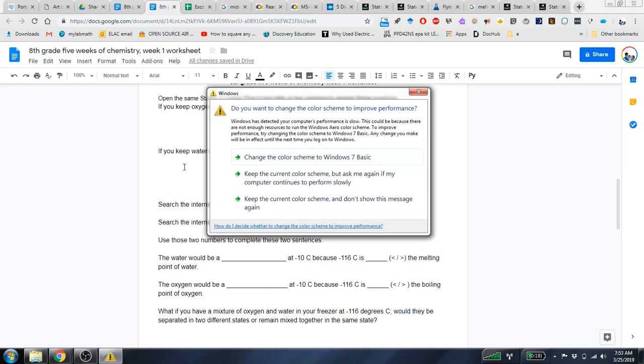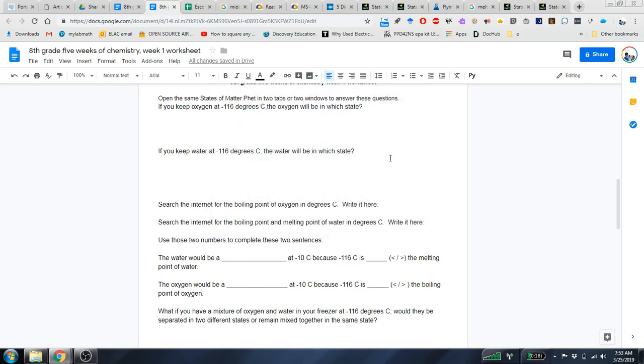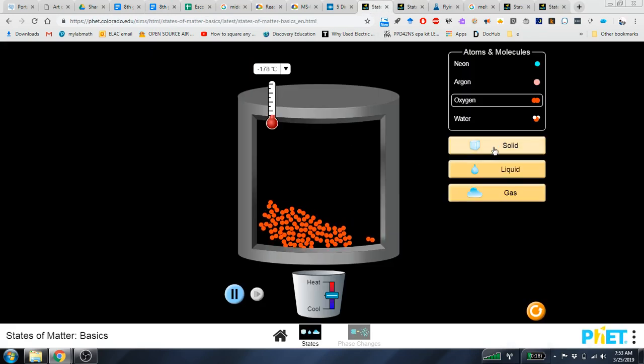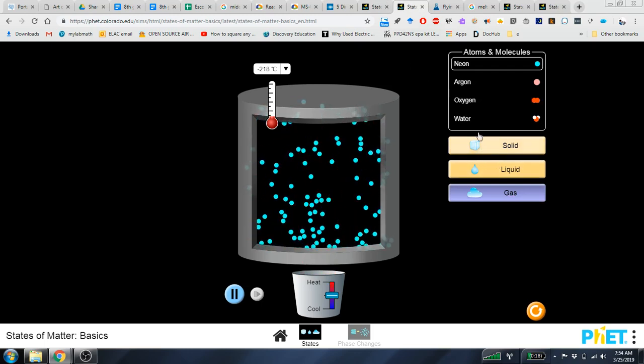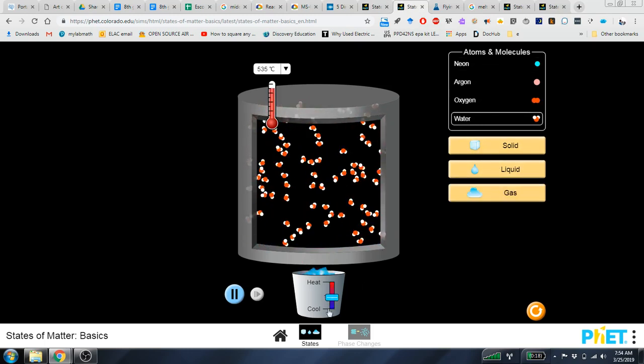So the second page of the worksheet, I want students to understand that if you have two different substances and you boil off one substance, you're going to be able to separate those two substances. So here I have oxygen and I have water. I ask them to open two FETs, two games. So here's oxygen. I asked them to open this at negative 116 degrees Celsius. So here it is, negative 116 degrees Celsius. I asked them to open water also at negative 116 degrees Celsius.